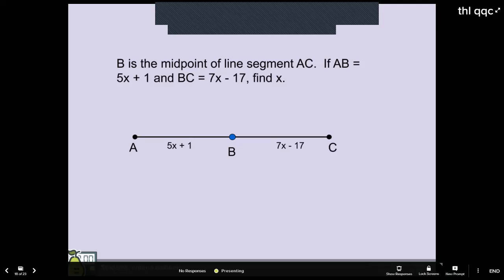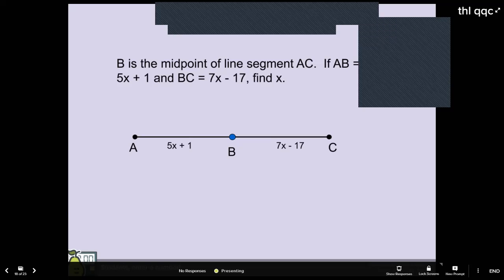So, anyway, this question, you guys are going to give it a whirl. B is the midpoint of line segment AC. If AB equals 5x plus 1 and BC equals 7x minus 17, find x. So all you're doing in this problem is solving for x. I'll give you guys a couple minutes to go ahead and give that a whirl.